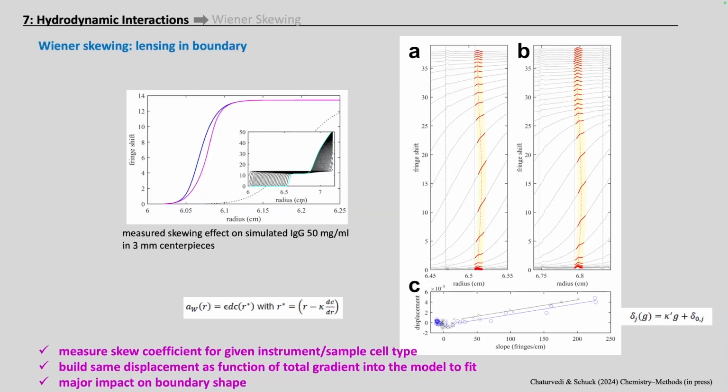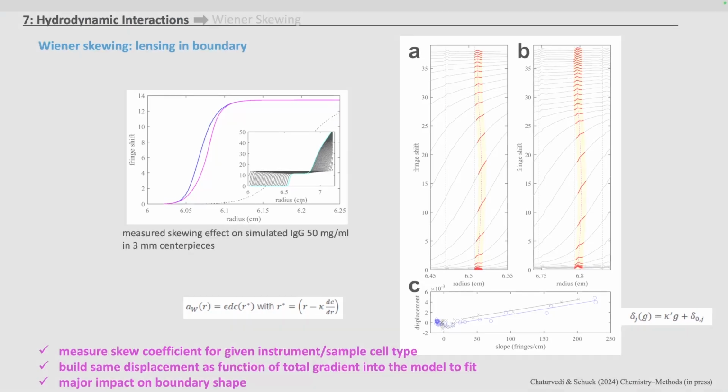You will ask, how much does this matter? Using our experimentally measured skew coefficient, here is a simulation of how sedimentation boundaries of an IgG at 50 mg per mL in 3 mm optical path length cells will be distorted. In blue you can see the ideal boundary, whereas in magenta is the one accounting for Wiener skewing. Clearly this is a major impact and needs to be accounted for.